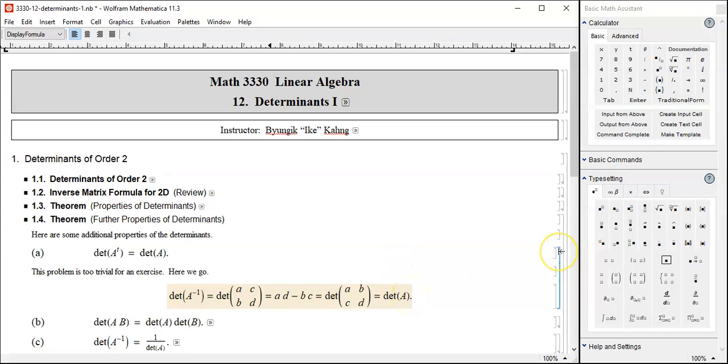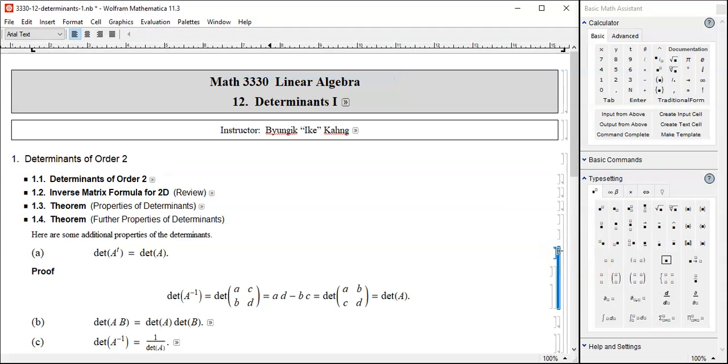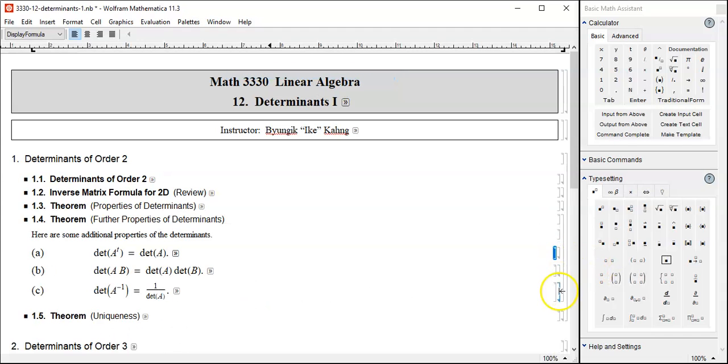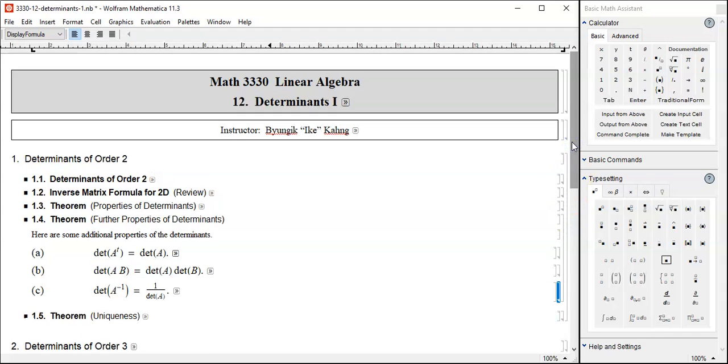Okay, this one looks a little bit better, so this problem is too trivial for an exercise, but yet I provided full proofs, so oh well, I'll simply write as proof. Next, determinant of inverse matrix. This problem is left to the students. Okay, there must be a reason why I left it.